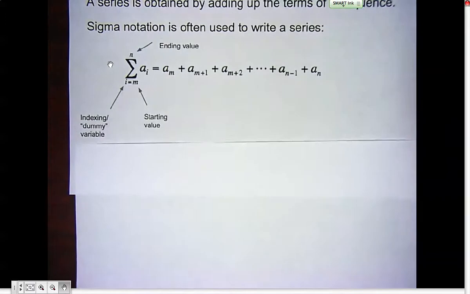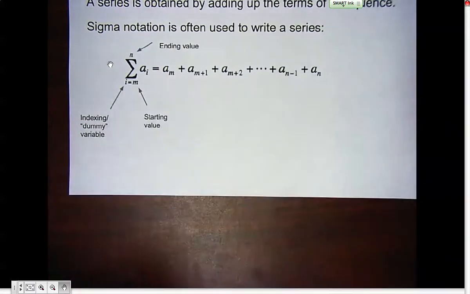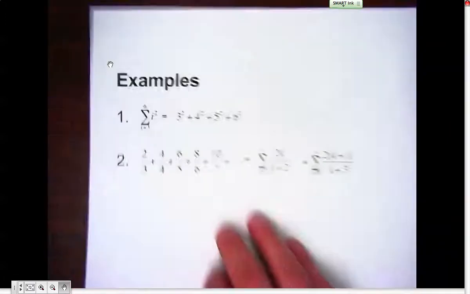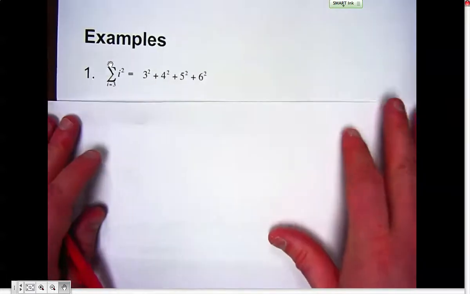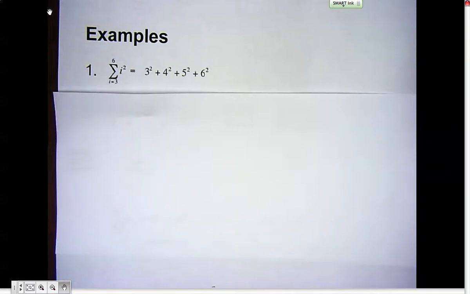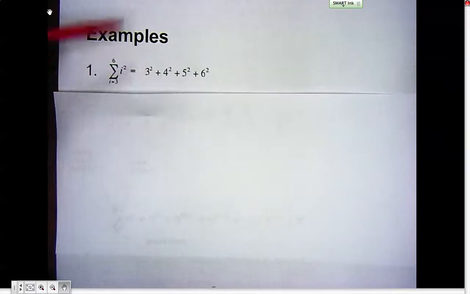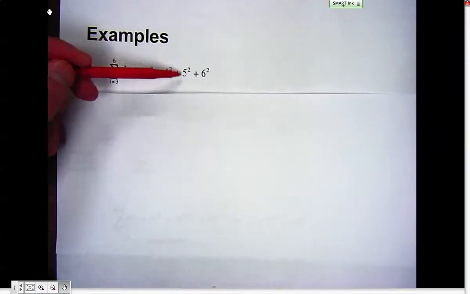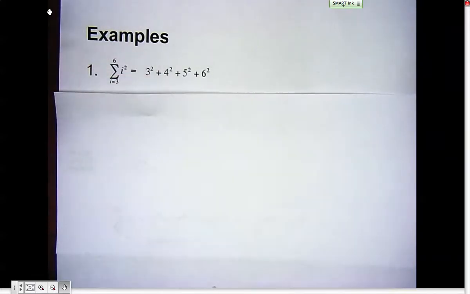Here are a couple of examples of sigma notation. If we have the sum of i squared as i goes from 3 to 6, what does that mean? It means you plug in the bottom number. So we plug 3 into this formula and get 3 squared, then we plug in the next one, 4 squared, then 5 squared, and we keep going until we get to that top number, i being 6. So I have 3 squared plus 4 squared plus 5 squared plus 6 squared. We're definitely adding all those up. It's a series.